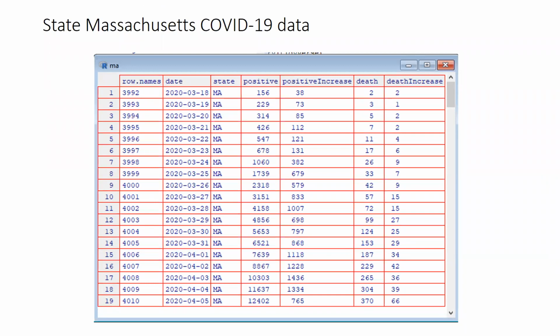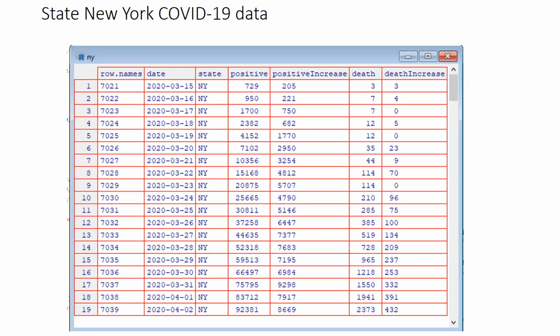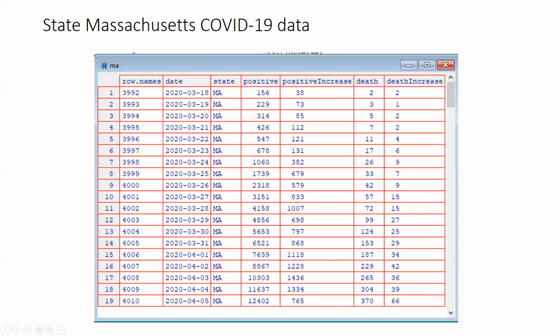Here is COVID-19 data for Massachusetts only, in a time sequence starting from March 18, 2020. For example, on March 18, 2020, the cumulative cases was 156. And then there were 73 new cases on March 19. So the cumulative cases on March 19 is 156 plus 73 equal to 229. Similarly, the cumulative deaths on March 18 was 2, plus 1 new death on March 19. So the cumulative deaths on March 19 was 3.